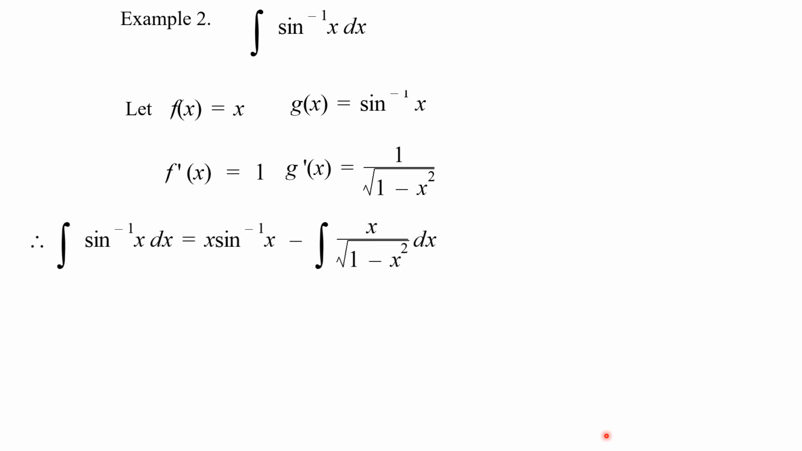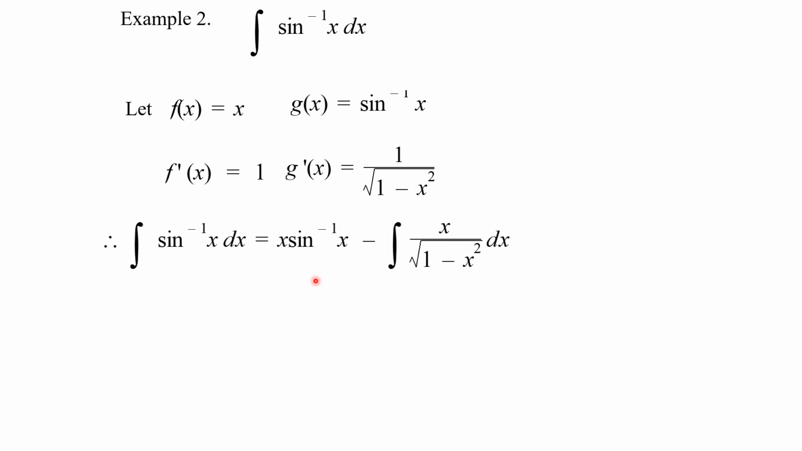Okay, so next step will be arranging it in the formula form. It will be f(x) g(x), minus integration of g prime x multiplied by f(x), sorry, g prime x multiplied by x. Okay, so you arrive at this.